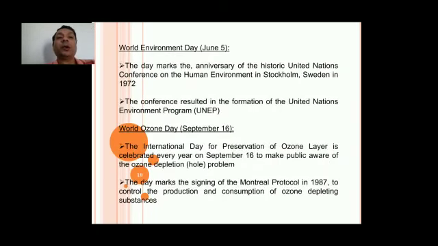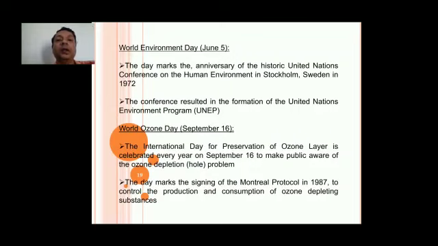World Environment Day, June 5th. The day marks the anniversary of the historic United Nations Conference on the Human Environment in Stockholm, Sweden in 1972. The conference resulted in the formation of the United Nations Environment Programme. This is popularly known as the UNEP.